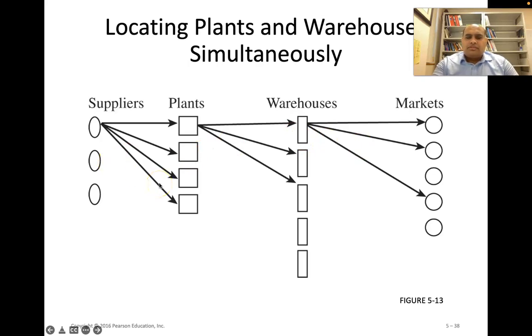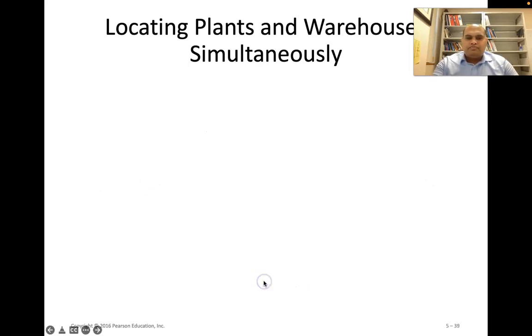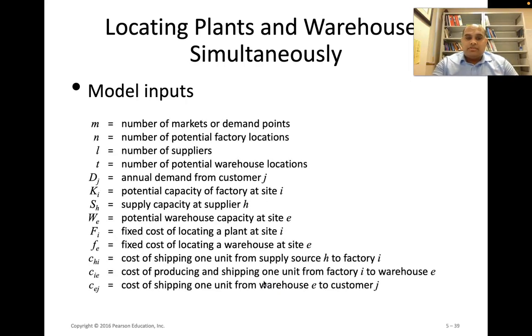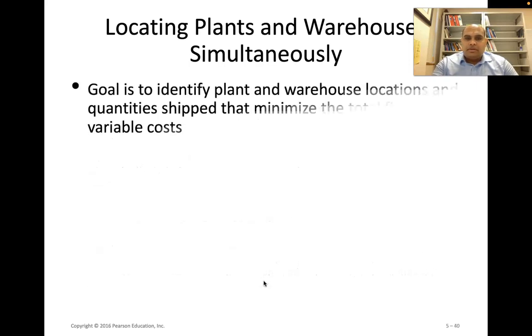Now, as far as the way you formulate it, obviously we are going to formulate this as a linear programming problem, and we're going to solve it. So when formulating it as a linear programming problem, you will notice that there are multiple decision variables that we need to consider.